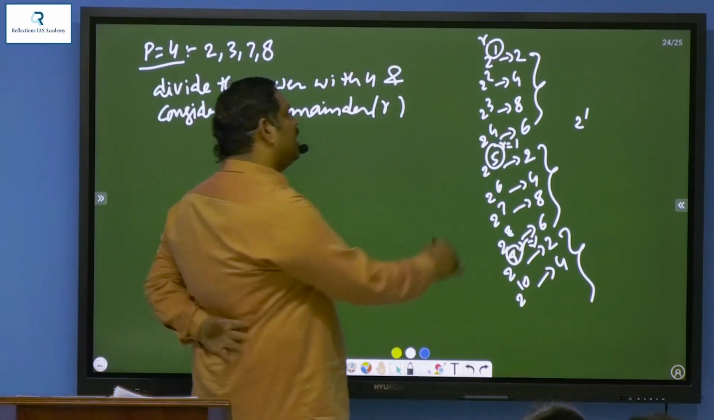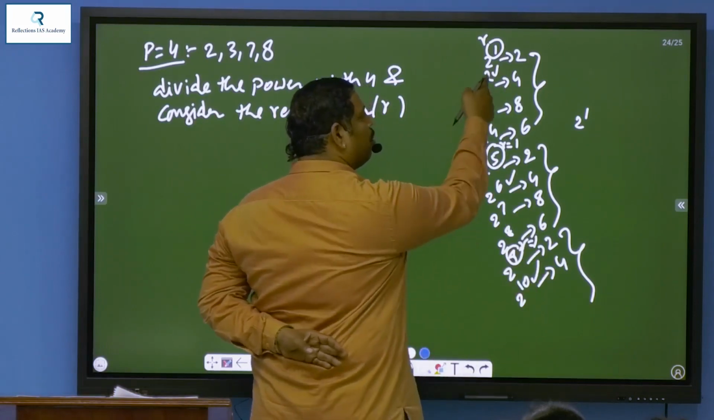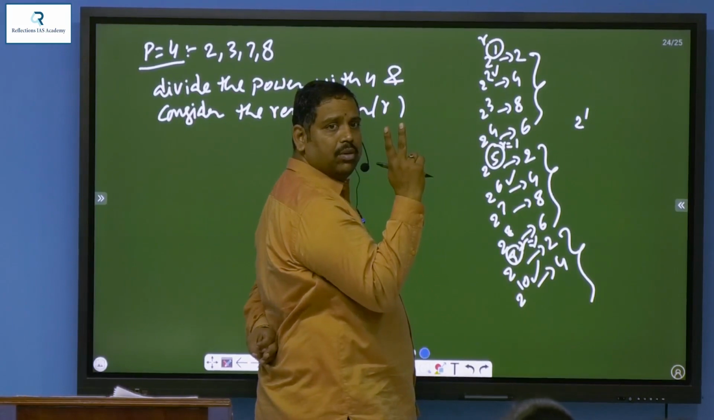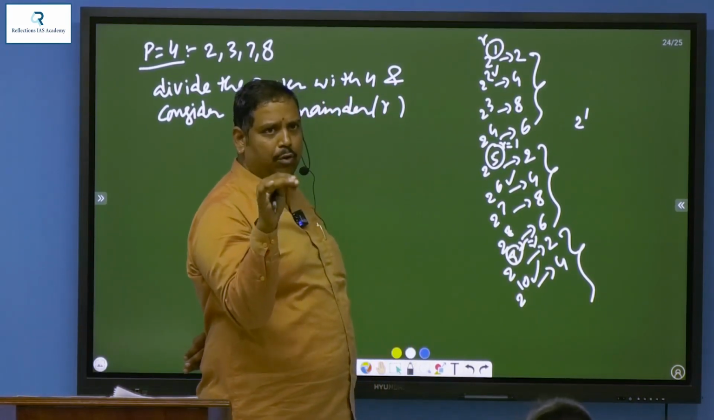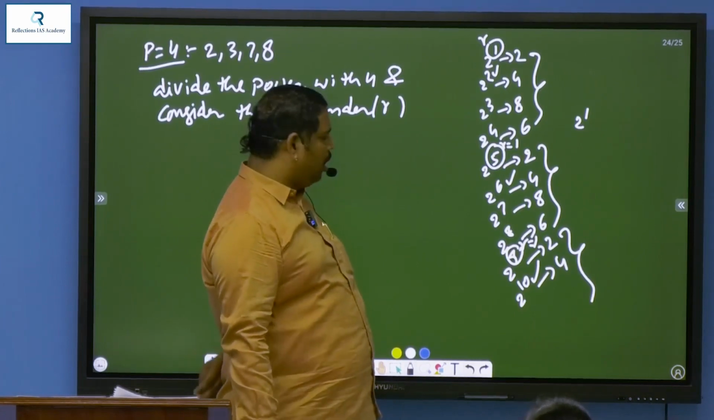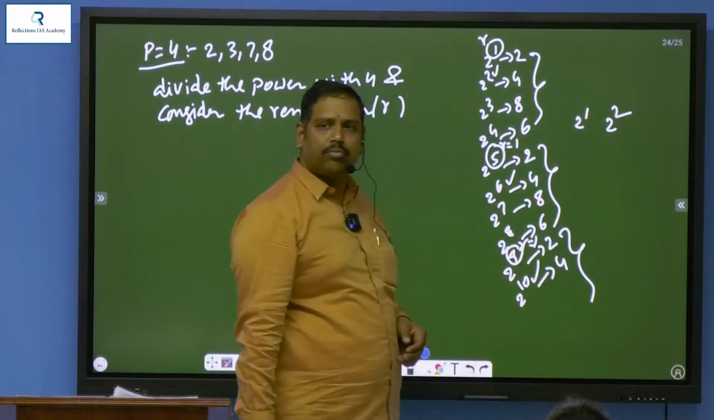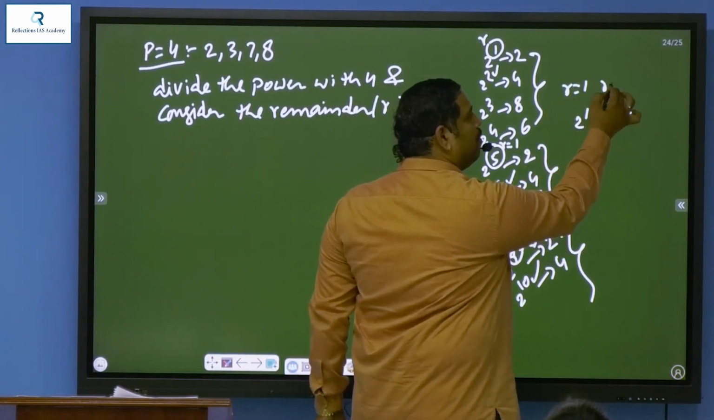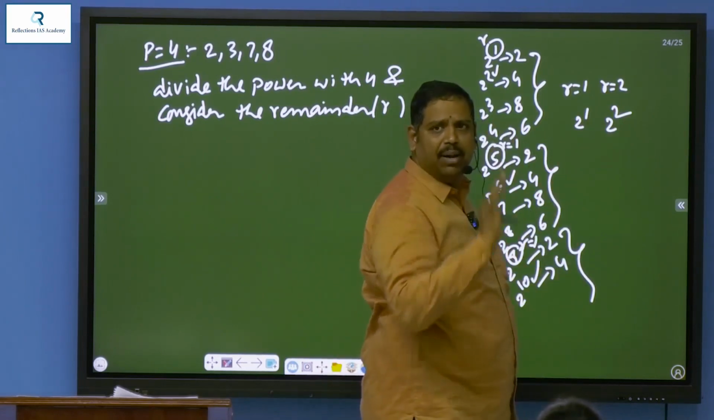Okay, now consider 2, 6, 10. 4 multiple plus 2, 4 multiple plus 2, 4 multiple plus 2. 10 means 4 2s are 8, 2 extra. Or divide 10 with 4, 4 2s are 8. Remainder is how much? 2. Okay, the answer is 4, nothing but 2 square. When the remainder is 1, it is 2 power 1. When the remainder is 2, 2 square. Yes or no? Simply 2 power the remainder.